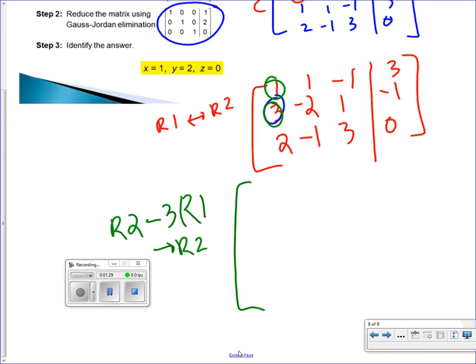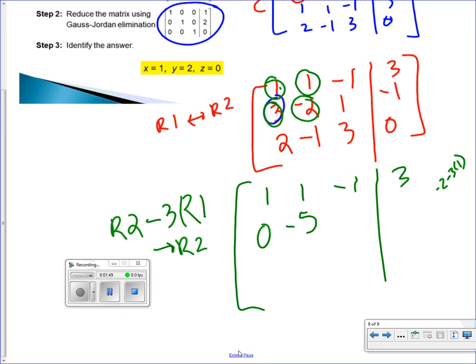So that's going to be 3 minus 3 times 1. That'll be 0. I'm just going to copy down the first row here. Let's go to the next column. Negative 2 minus 3 times 1. Feel free to write it out off to the side. That's going to be negative 5. Third column, 1 minus 3 times negative 1. That will become 4. And then the constants column will be negative 1 minus 3 times 3. That'll become negative 10. The last row won't change.